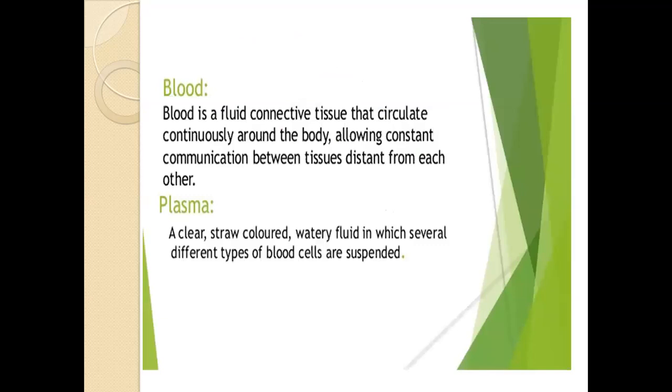Blood is a fluid connective tissue that circulates continuously around the body, allowing constant communication between tissues distant from each other. Plasma is a clear, straw-colored, watery fluid in which several different types of blood cells are suspended.